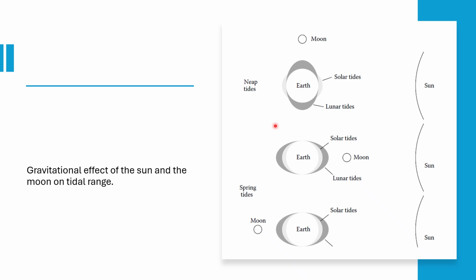So there's a gap of 14 days between these two, and it is bulging when it is in the same line, and it is less bulgy when it is in the first and third quarter, which is exactly 90 degrees, where the tides are called the neap tides.